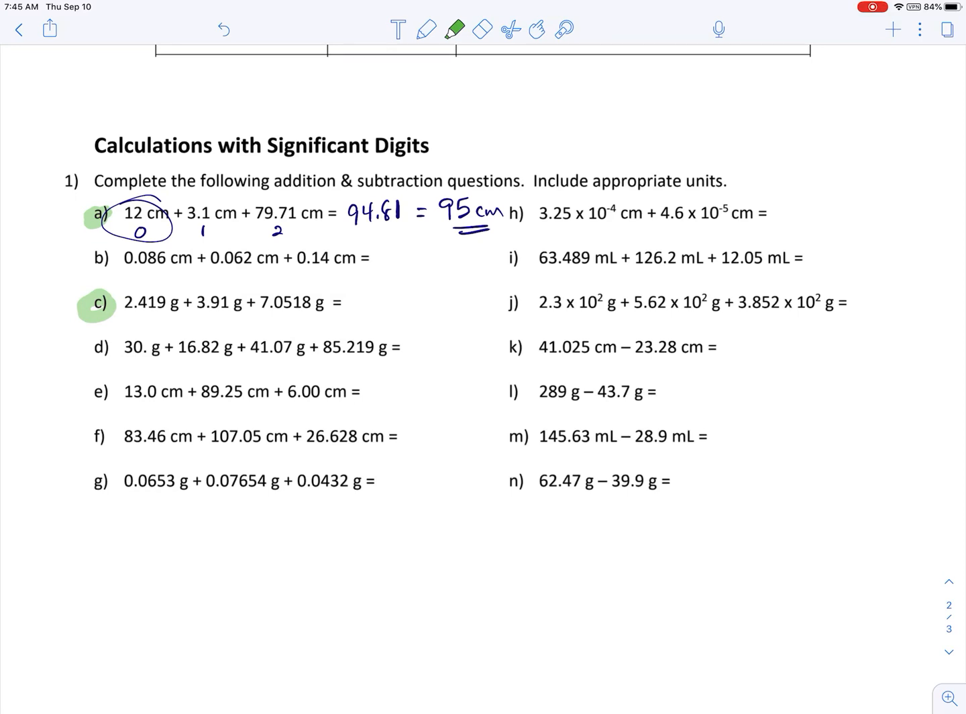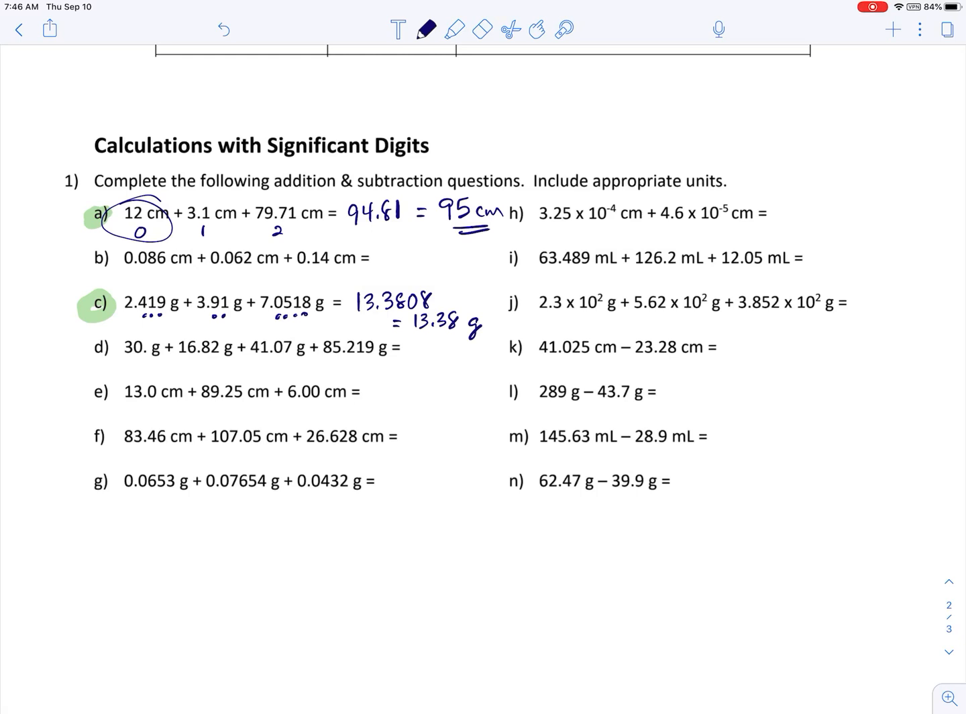All right, we'll do another one here, our part C. So go ahead and add the numbers on your calculator. 2.419 plus 3.91 plus 7.0518. My calculator says the answer is 13.3808. That's what the calculator display shows. But when I look at the measurements that I added, the first one has 3 decimal places, the second one has 2 decimal places, the third one had 4 decimal places. So in the answer, we can only keep 2 decimal places, the smallest number of those choices. So 13.3808, we're going to have to round that off to 13.38. There's 2 decimal places, grams.